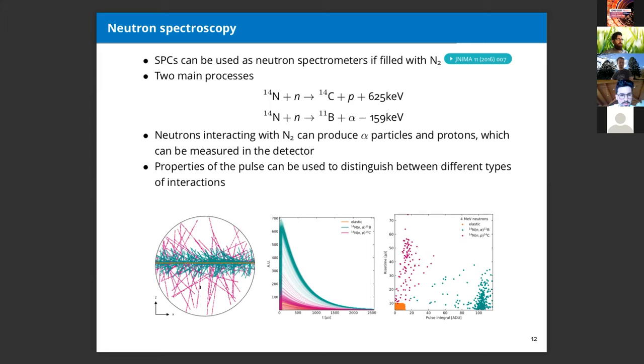So if you were able to distinguish long tracks from short tracks, you'd be able to distinguish whether the proton interaction or the alpha interaction had occurred.